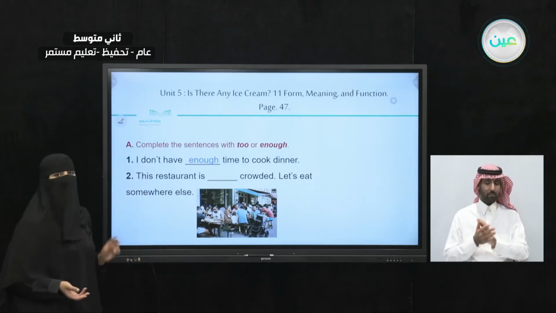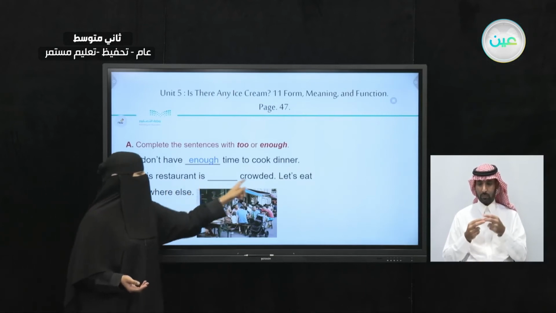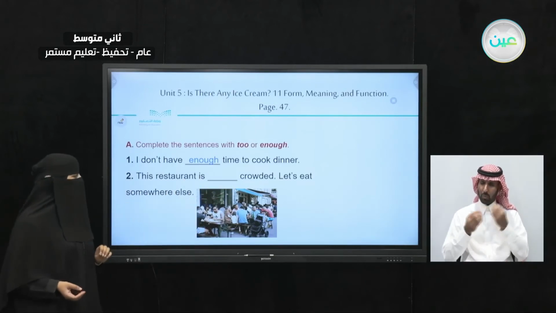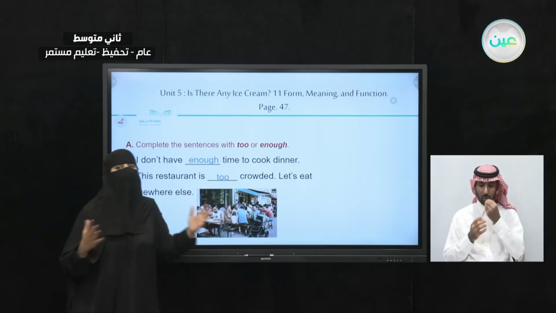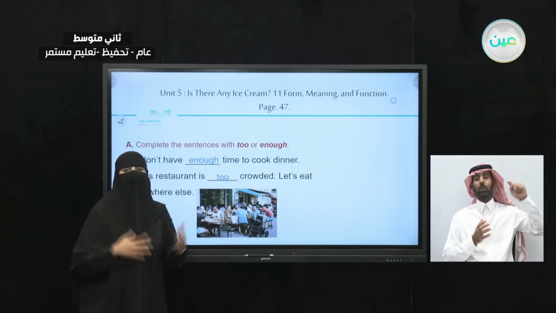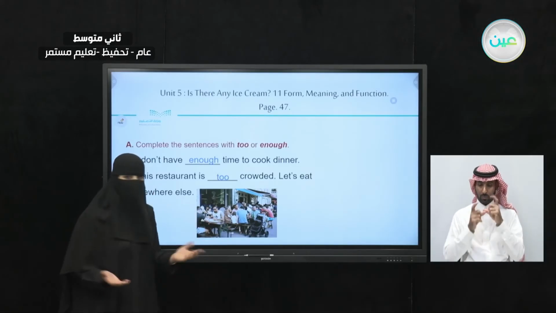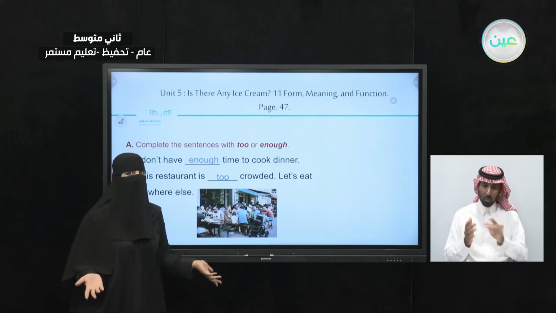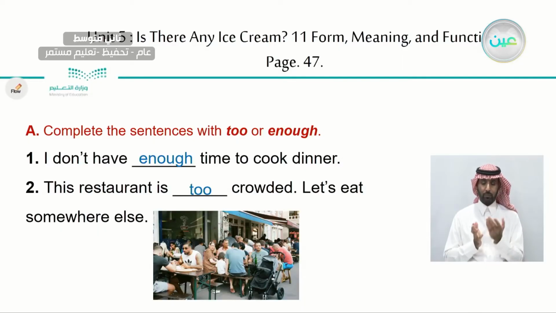Now, let's take a look at the second sentence. The restaurant is something crowded. Let's eat somewhere else. The restaurant is too crowded. It's exaggeration. Too crowded. We can't sit here. Look at the picture. Do you see any empty chairs? Any empty tables? So it's too crowded. Let's eat somewhere else. Let's find another place.